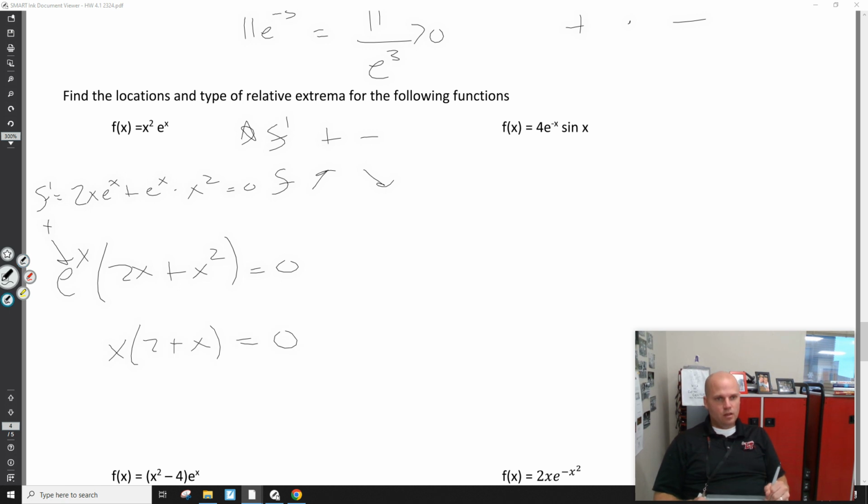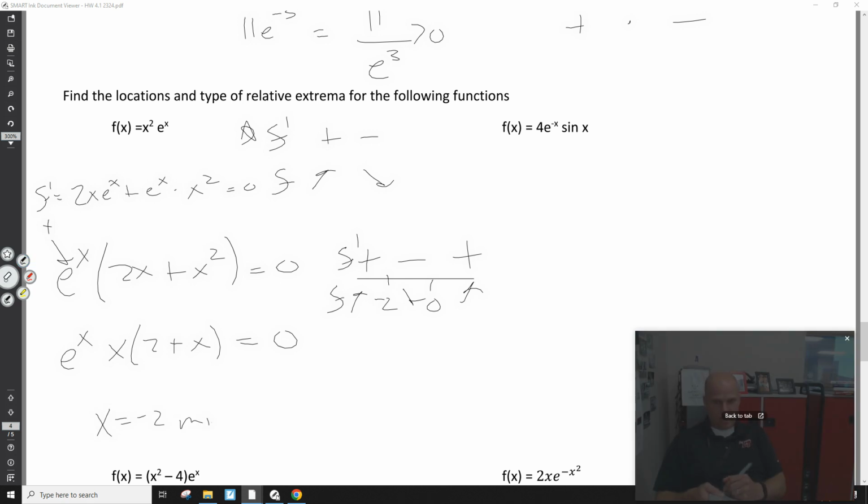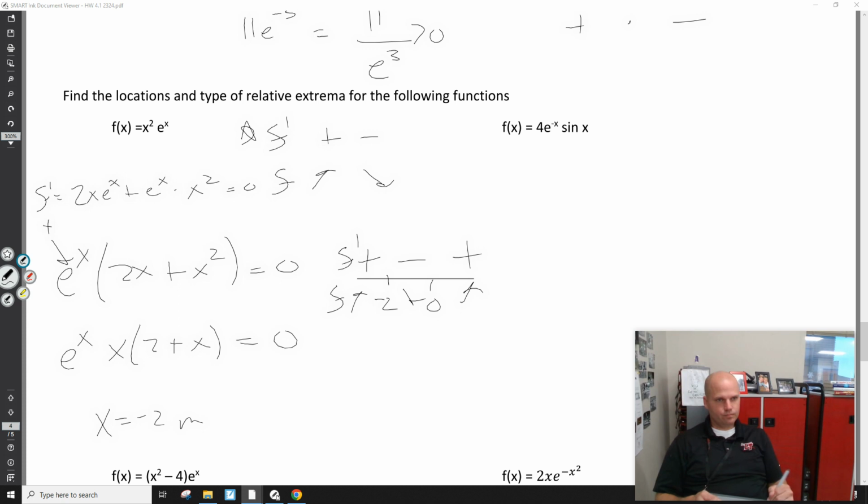You get 0 and -2 are your zeros of f prime. You get positives and then sign changes. F has a max at -2 and a min at 0. Cool.